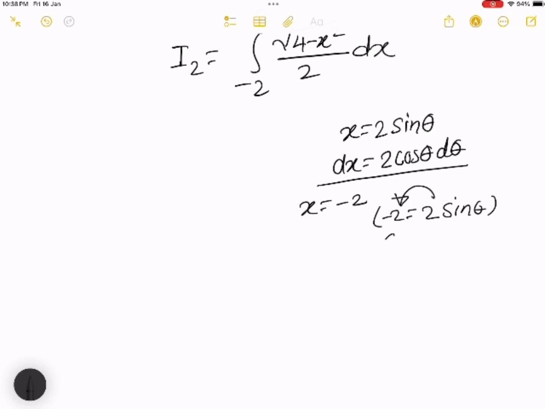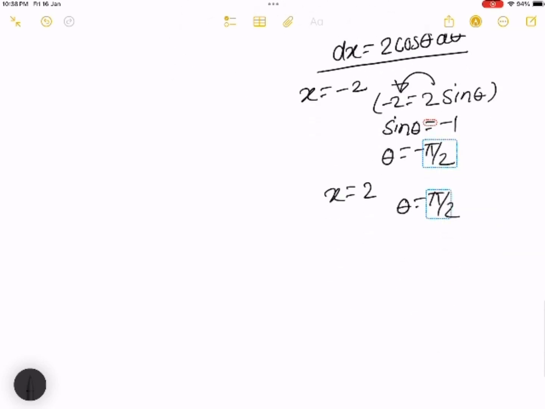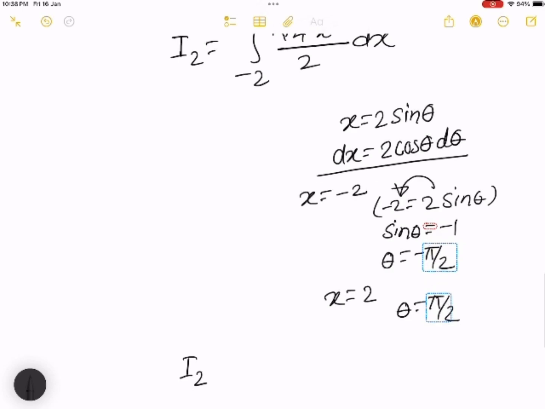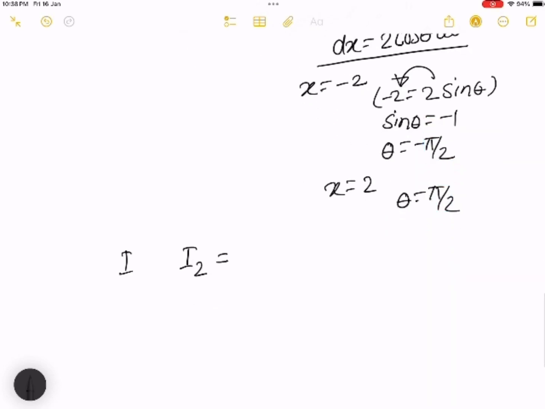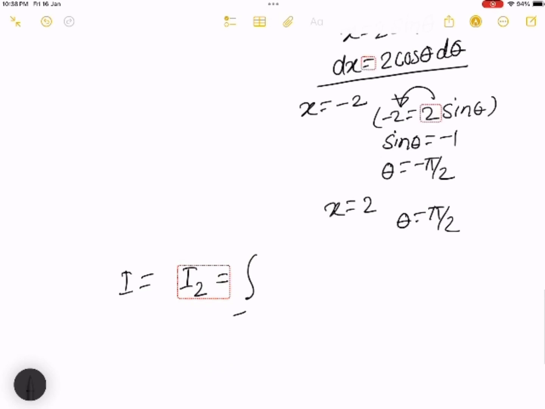So this goes here, so that means sine theta equals -1. That means theta equals negative pi by 2. And similarly, if x equals 2, then theta will be pi by 2. So now our substituted integral will be I equals I2, because I1 is 0, from minus pi by 2 to pi by 2.